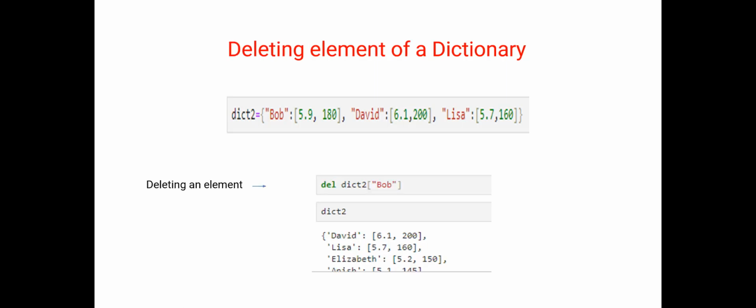Similarly, deleting an element in a dictionary is pretty straightforward. If you want to delete a single element, you can just use the del keyword, write the dictionary name, give the value of the key, and then element will totally be deleted from the dictionary. So this was all about dictionaries in Python.